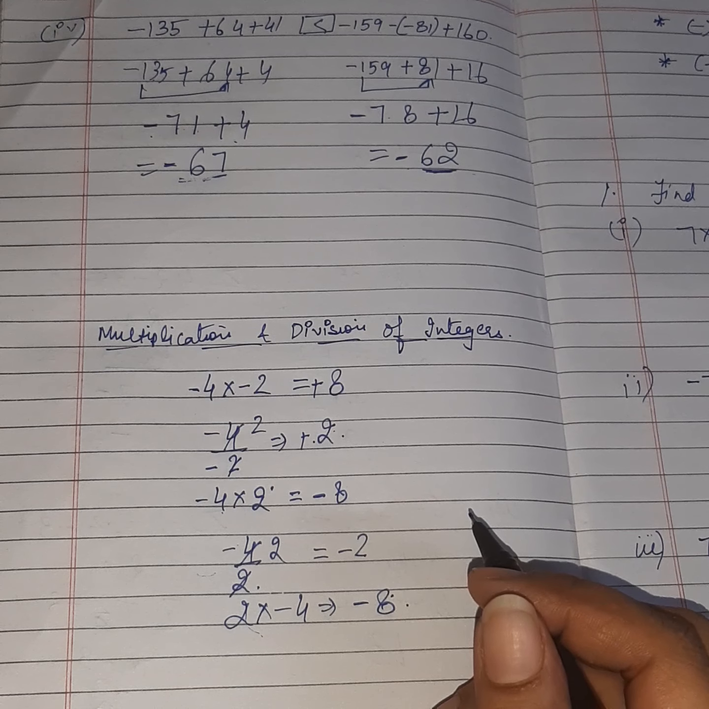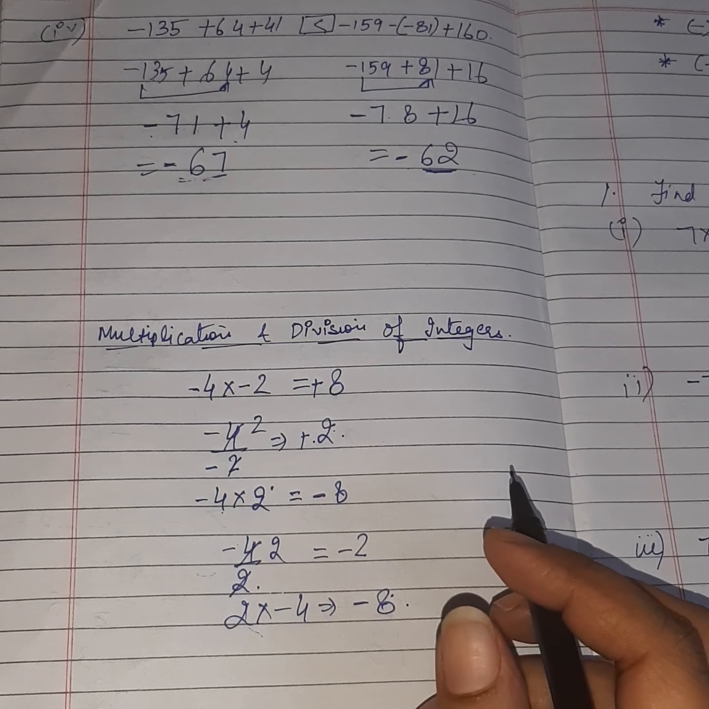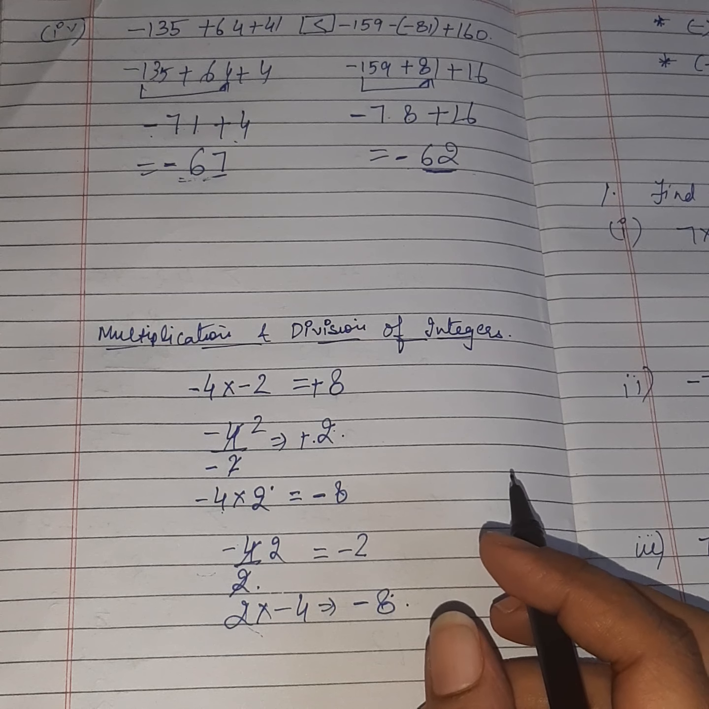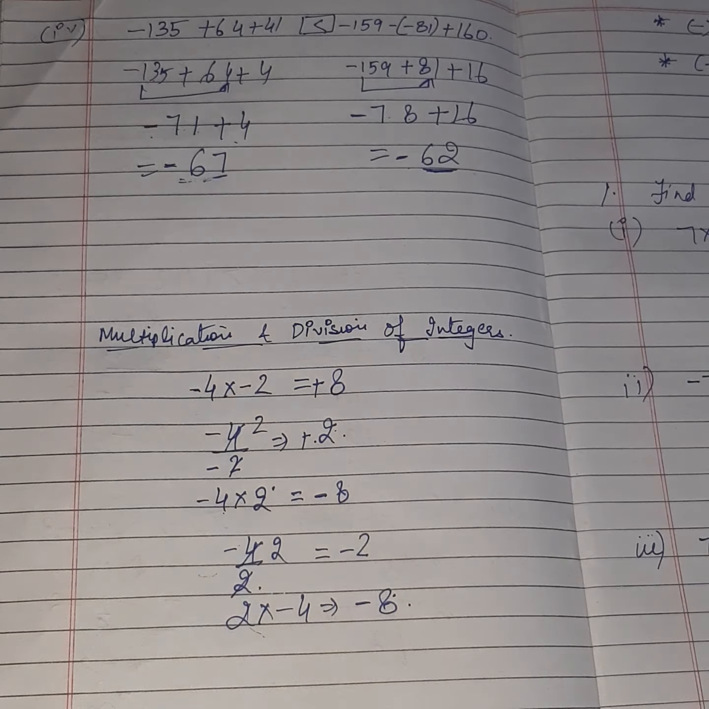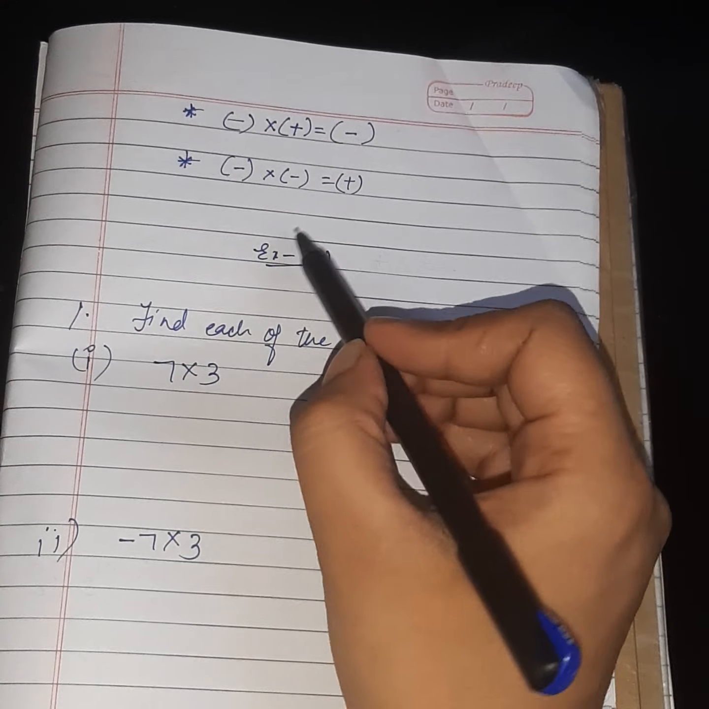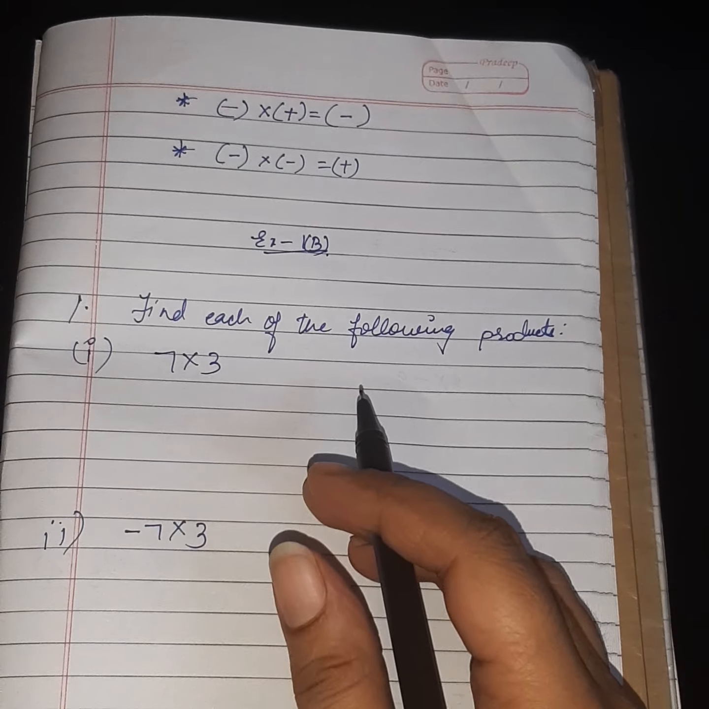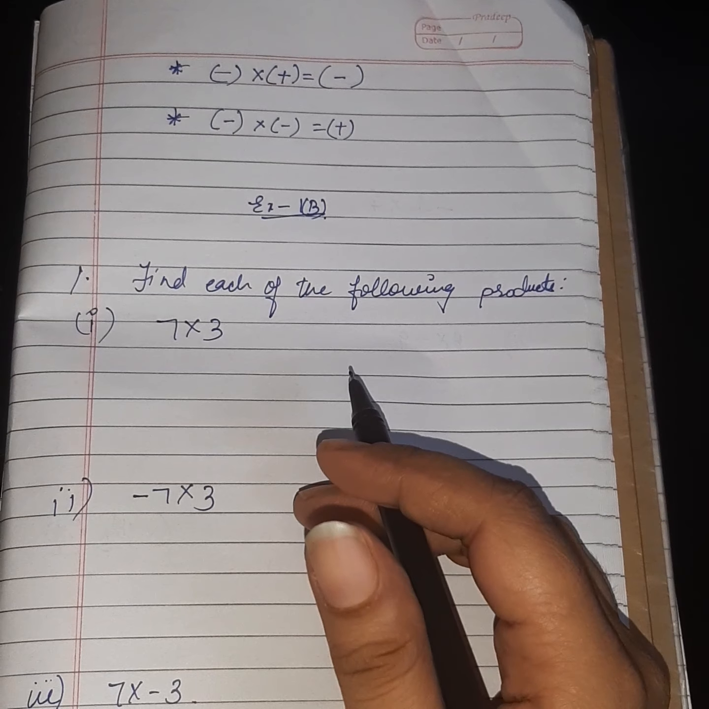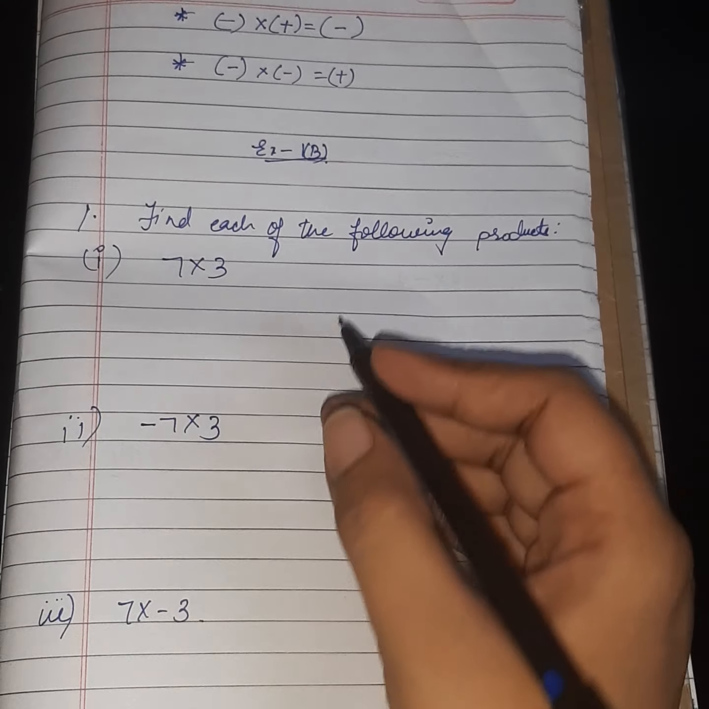So you have to keep that in mind always while solving questions based on multiplication and division of integers. That I have written here also. Minus into plus is minus and minus into minus is plus. Now with this explanation, we are going to start our exercise 1b. We have to find the following products.